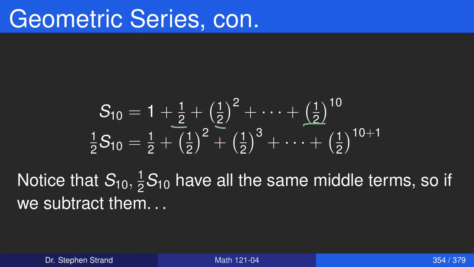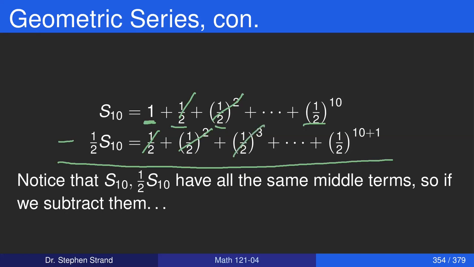So what's going to happen if we subtract them? Well, think about it this way. If we write down the subtraction, we're going to have this 1 here. That doesn't get canceled, but 1/2 and minus 1/2 are going to cancel. 1/2 squared, those are going to cancel. There's going to be a 1/2 to the third here that's going to cancel that one, and on and on, and that one's going to get canceled too. So the only things we're going to have left are this last term and this very first term. All the other middle terms are repeated, so when we subtract, they're going to get canceled.